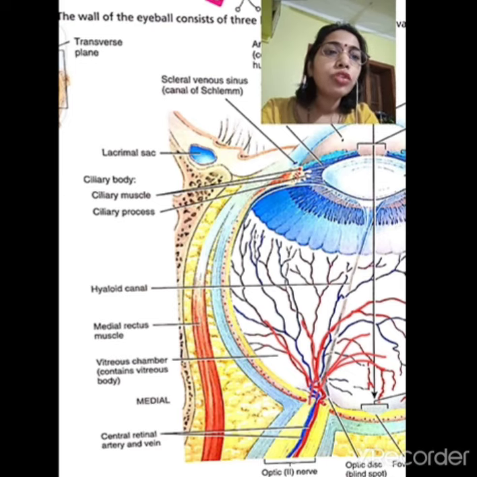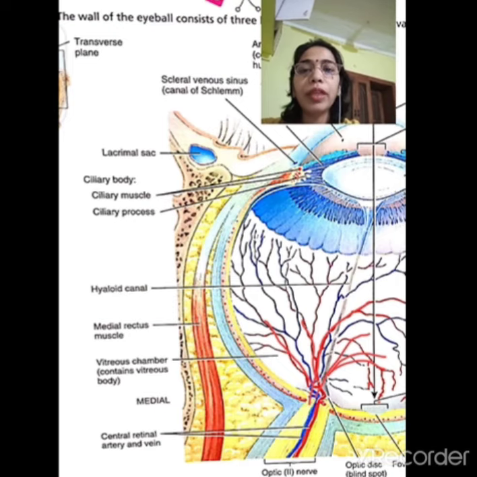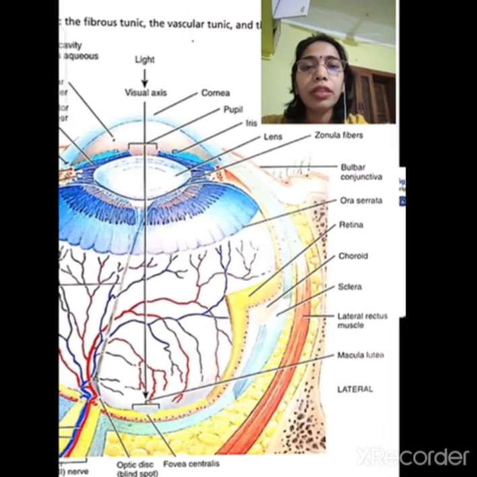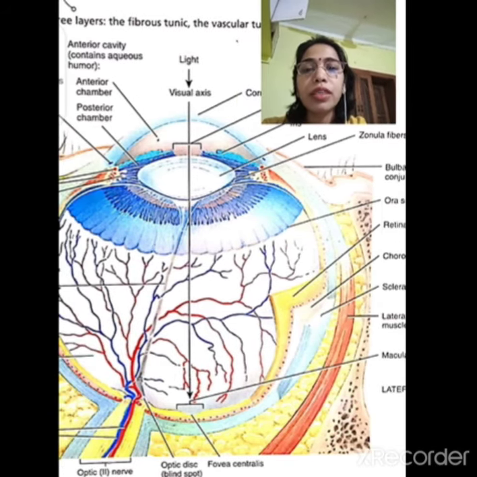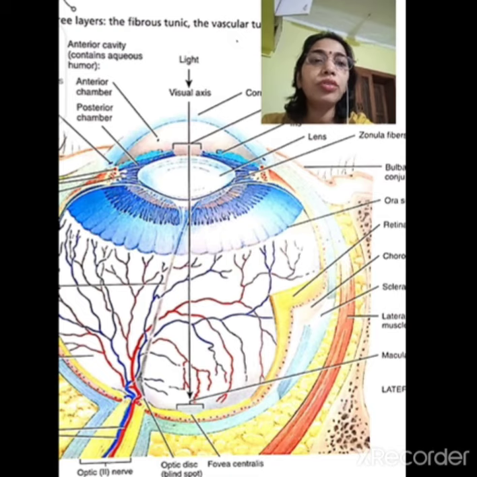Also visible are the macula lutea and fovea centralis. This is the macula lutea, and this is the fovea centralis. These are the various structures of the eyeball in the three layers.